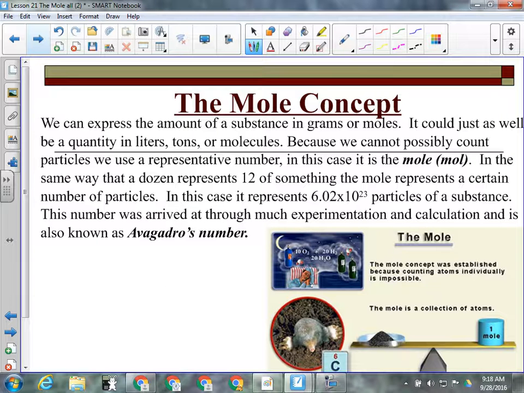So, the idea of the mole. We can express the amount of something in terms of mass. We can say I have this many grams of water, or this many grams of sodium chloride, or whatever. That's a practical way. Or we can use moles. Moles tell us more specifically exactly how many particles are there, which is important if we're balancing chemical reactions and doing what's called stoichiometry.